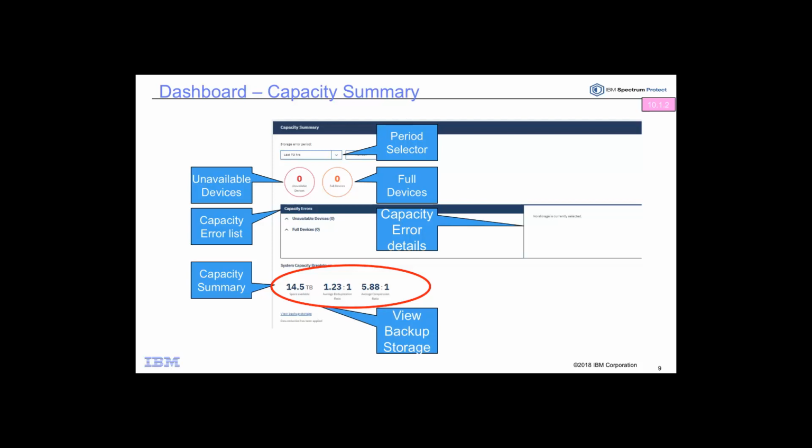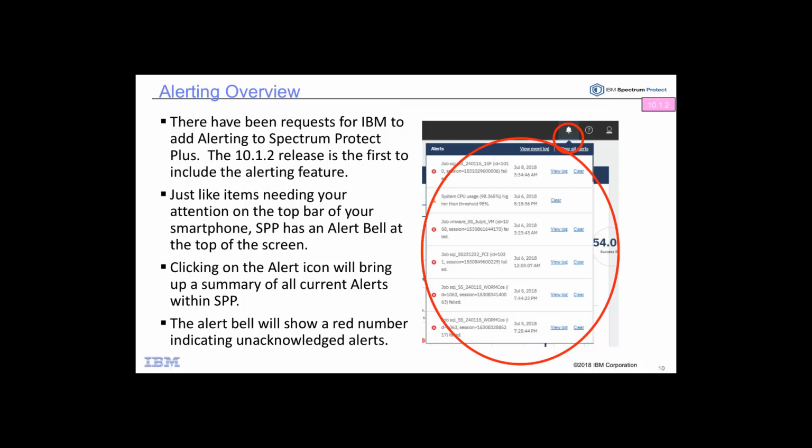Finally, to go directly to the device list, you can click View Backup Storage, and that will take you to the device list so that you can operate on the devices and see further information about them.